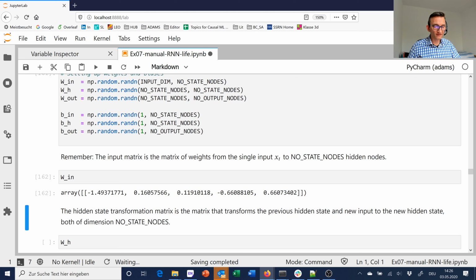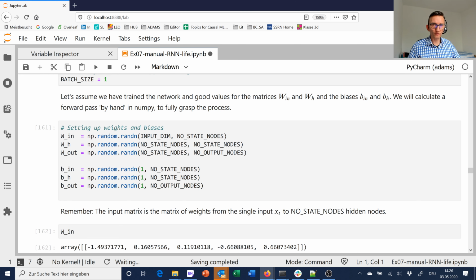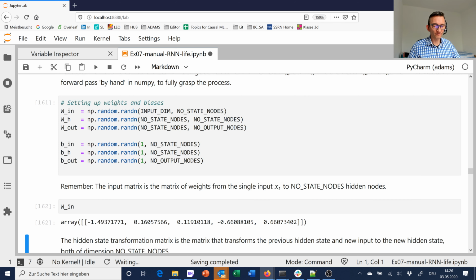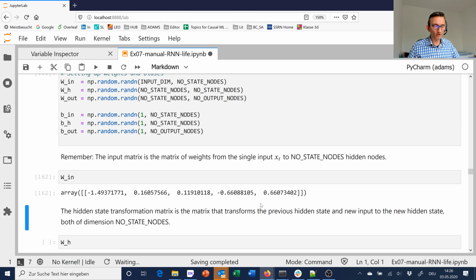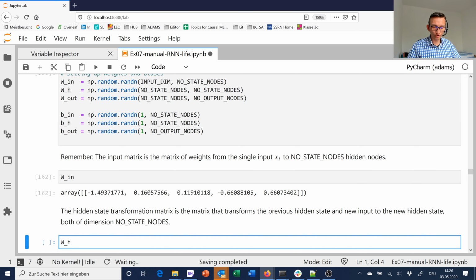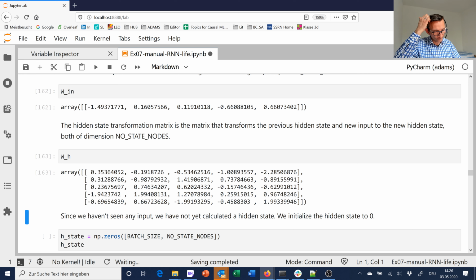And we can take a look at this data now. So for the input, we have the number of inputs. But that's just one, right? Because we have one feature. Number of input nodes is 1, so that should be 1 by 5. And indeed, it's 1 by 5. And WH should be 5 by 5. And indeed, it's 5 by 5.